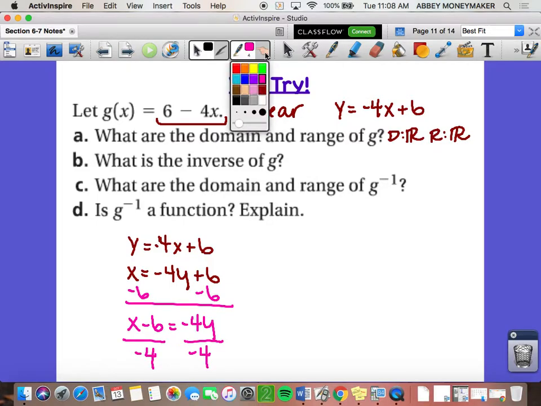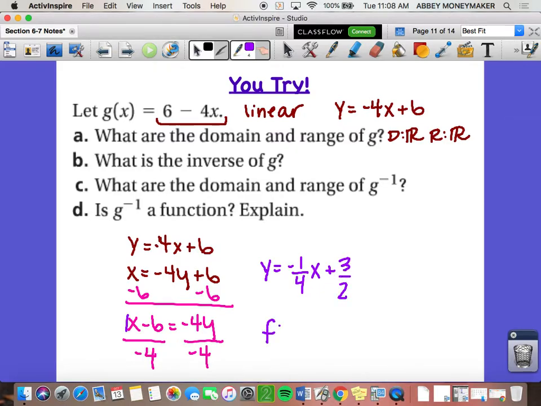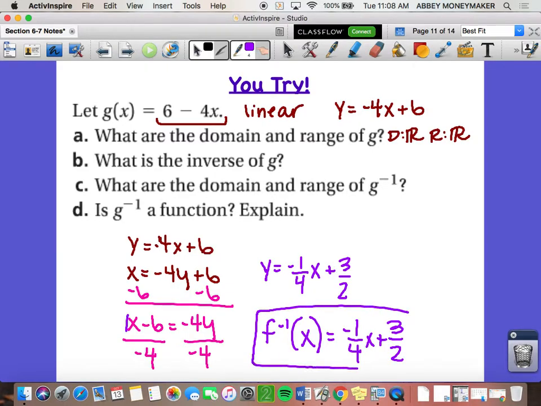We're going to divide everything by negative 4. And again, we're going to write this like we typically see a linear equation. We're going to say y equals negative 1/4 x, right? Because there's a 1 right there if you need it, plus, because a negative divided by negative is a positive, and that would reduce to 3/2. So let's write it with our function notation. Here is my inverse equation.